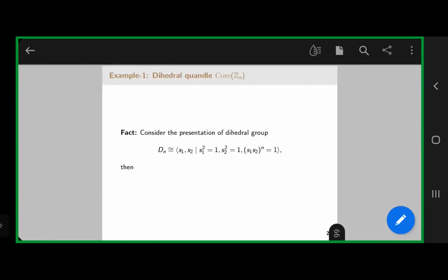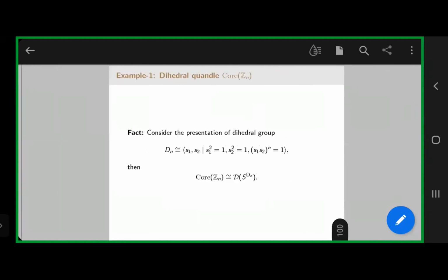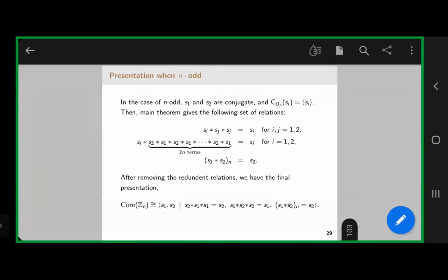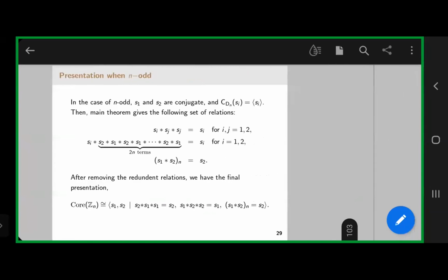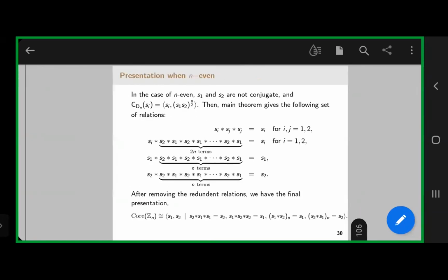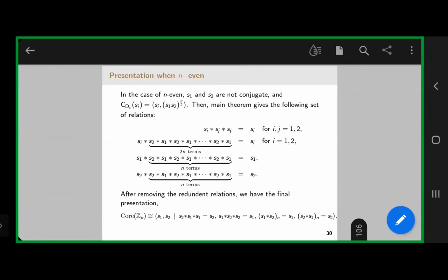Okay, so we can use this theorem to give the presentation of many interesting quandles. First is the dihedral quandle, which is the smallest and a very important quandle for us. The presentation of that quandle can be given based on whether n is even or odd. For n odd it is this presentation, and for n even it is this presentation.